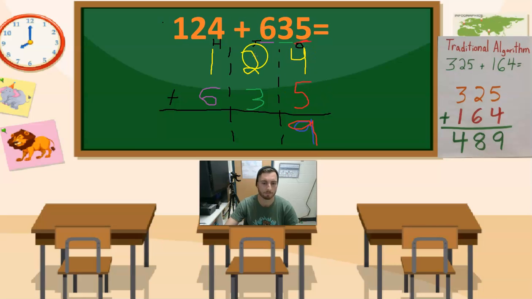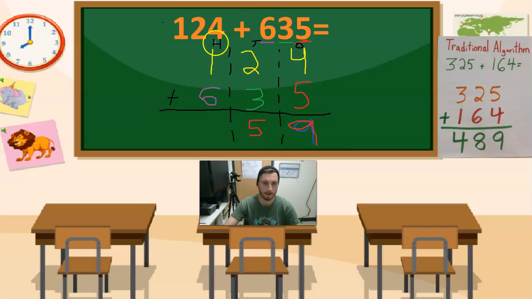Then we go to the next place value. And by the way, we always start with the ones. Now we'll go to the next place value, to the tens. 2 tens plus 3 tens. So really 20 plus 30, but we'll look at it as 2 tens plus 3 tens. So what's 2 plus 3? And that is, of course, 5. But really that means 50, but we just put 5 down.